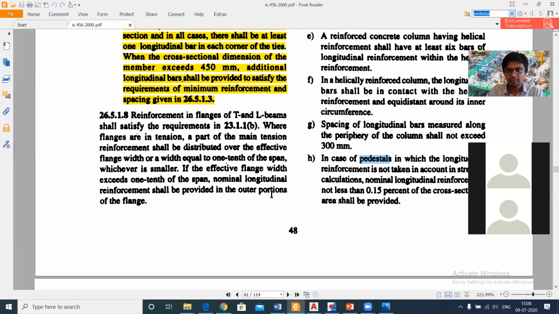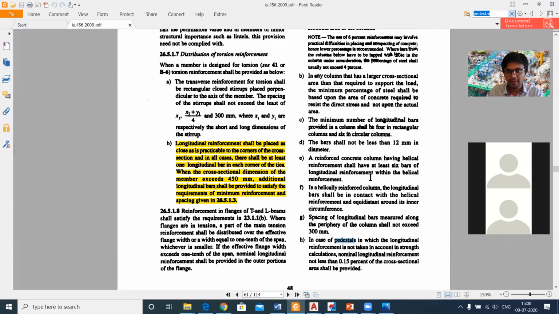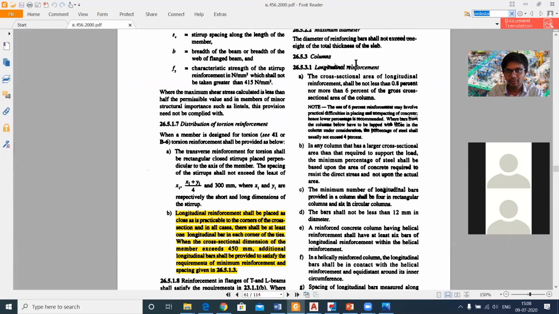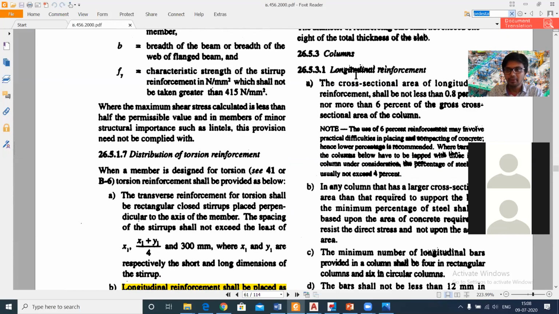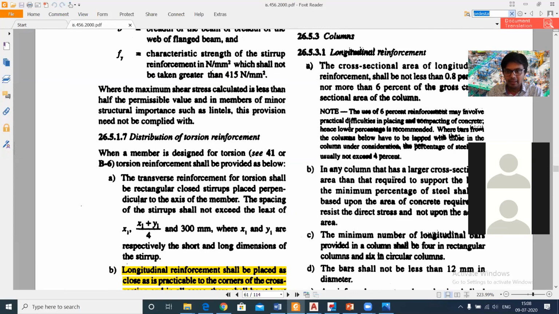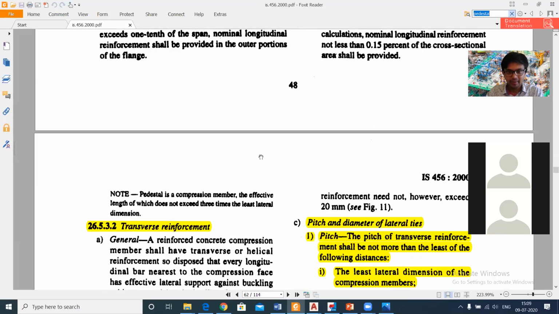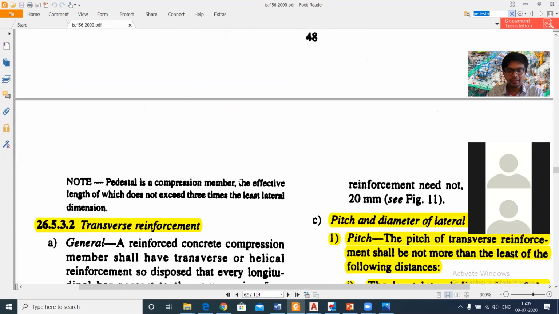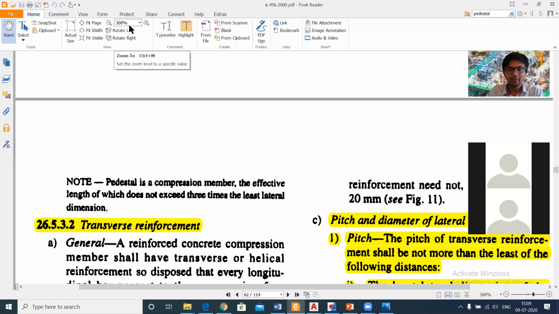Yeah, so it's on page number 48, clause number 26.5.3.1 in IS 456. You will find the definition of pedestal here. It is written: pedestal is a compression member, the effective length of which doesn't exceed three times the least lateral dimension. If you haven't understood it, I'll tell you practically what it means.